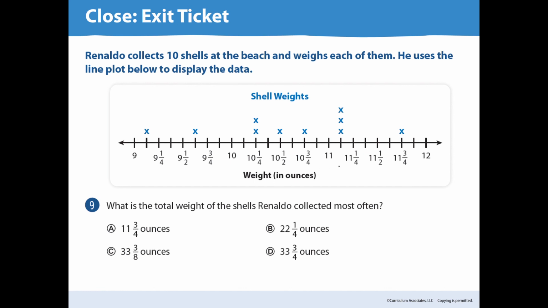The ones Ronaldo found most often are these right here. And I can tell just because there's more X's. And this is 11, so this would be 11 and 1/8. Okay. And we want the total weight of these three. So that's 11 and 1/8 times 3.